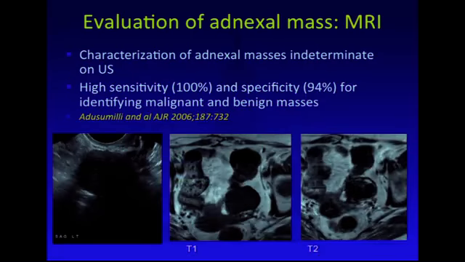teratoma. MR is a very important problem-solving modality for characterization of adnexal masses that are indeterminate on ultrasound. It has high sensitivity and high specificity for identifying malignant and benign masses. It's helpful in characterizing some masses like this one, which we'll discuss later in the lecture, so I'm going to reserve the diagnosis for now. It's indeterminate on ultrasound, and then we can make a diagnosis with MR, and we'll come back to that case later.